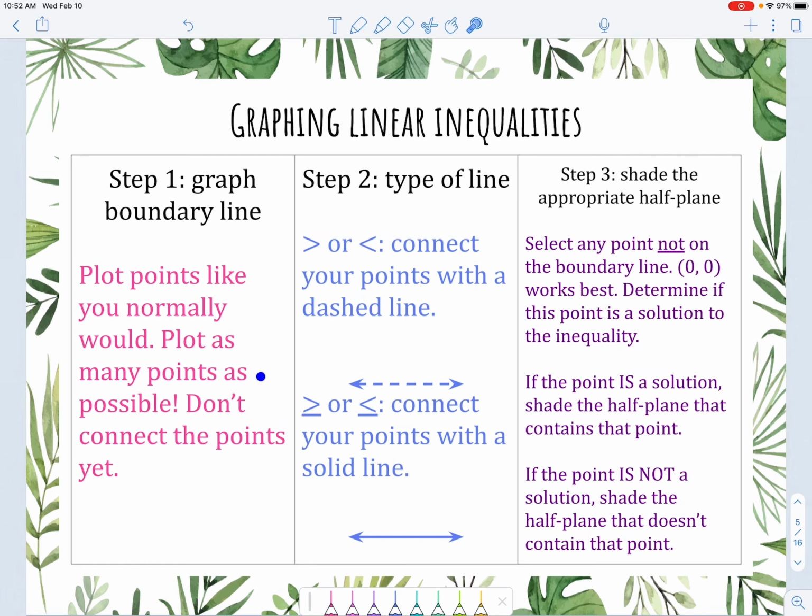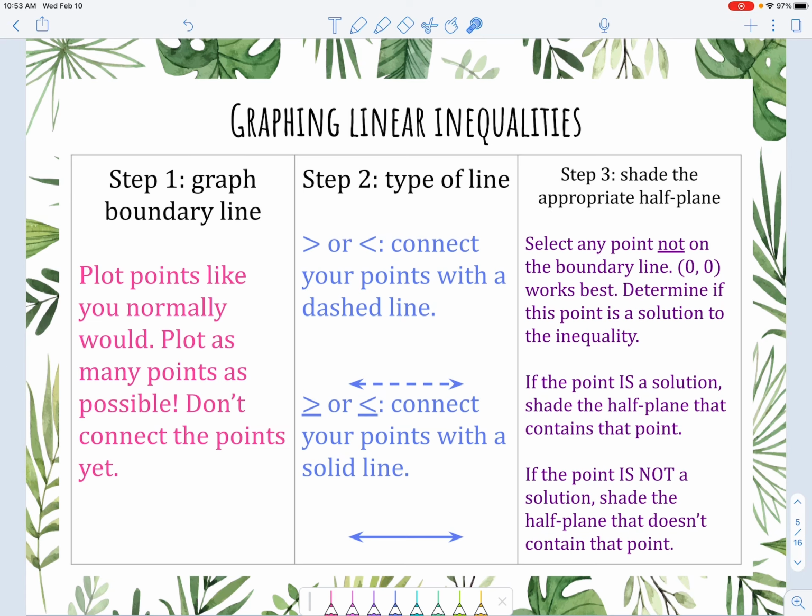In the past, I would say 3 points is sufficient. Maybe you have a different teacher that says 2 points is sufficient. At this point, I always encourage my students, plot as many points as possible, so that way your graph is going to be very, very clear. However, do not connect the points with a line yet. You have to determine whether or not to connect the points with a solid line or a dashed line.